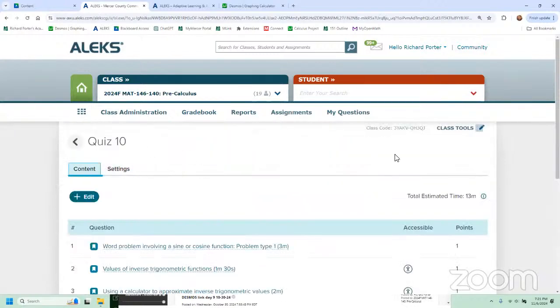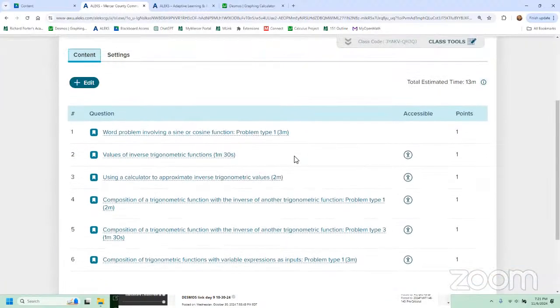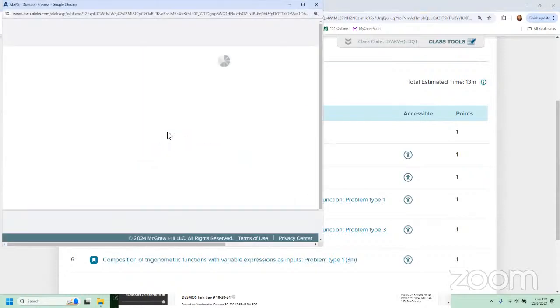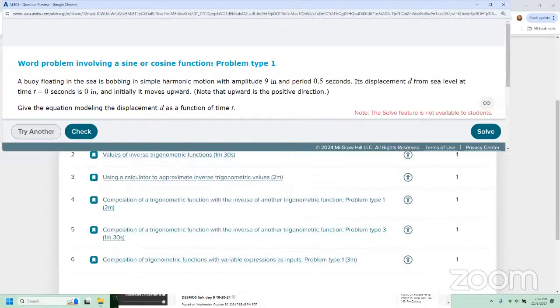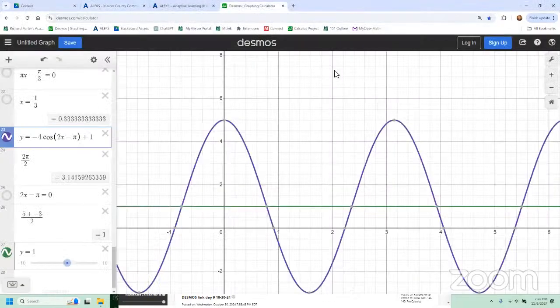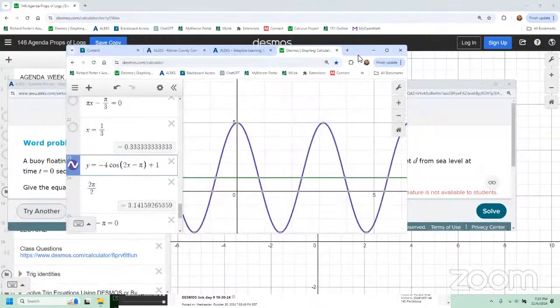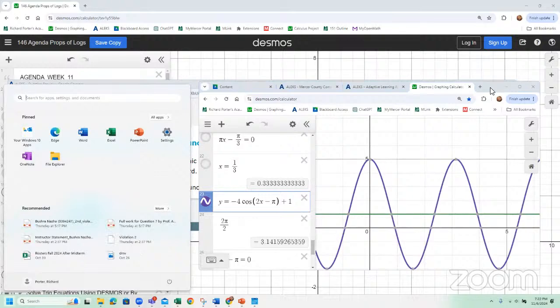Okay, content. There are 6 questions. There's a word problem involving sine or cosine. For this one, you're going to read it and put those points into Desmos. Where's my Desmos graph? I'm going to grab it. Remember when I did the Desmos thing and I had data points? Let's just do it this way.